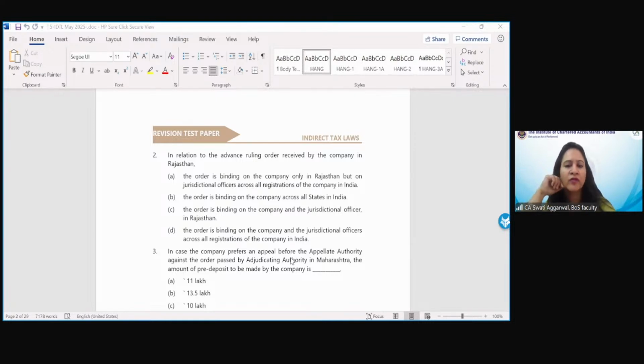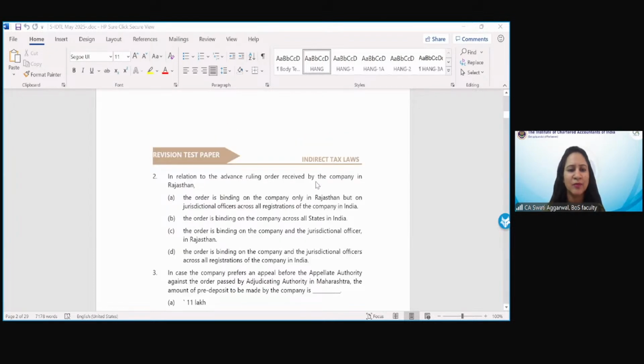So whether basically the order is binding for the company only in Rajasthan, or for the company in all states, or for the company in Rajasthan but for the jurisdictional officer in all registration states, or only in Rajasthan. So this is the question, and let me show you the relevant facts, and I'm giving you time and expecting the correct answer from all of you because this is an easy provision.